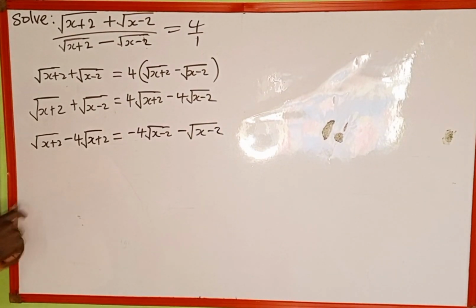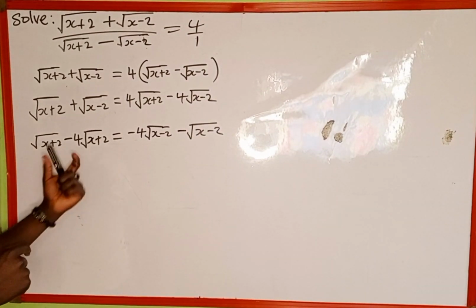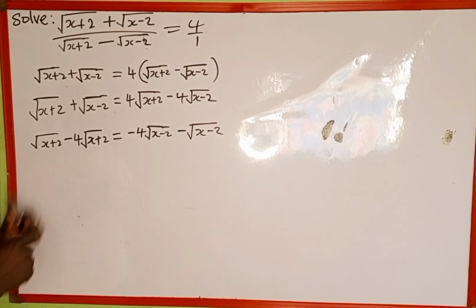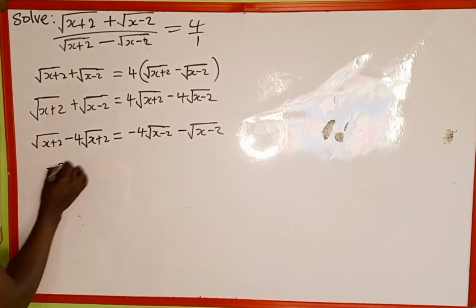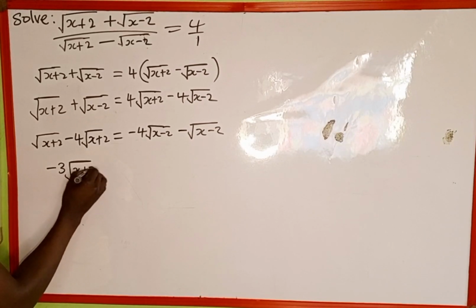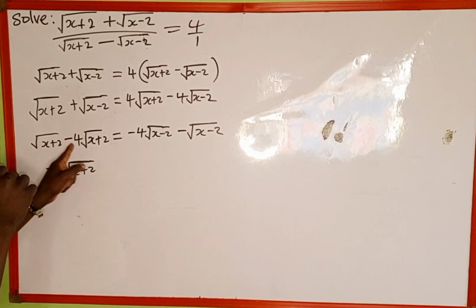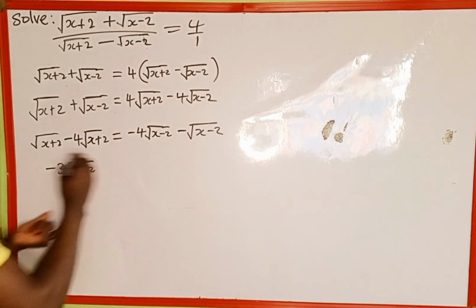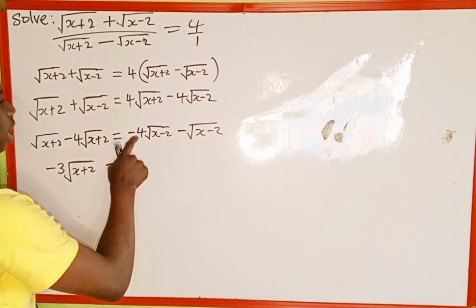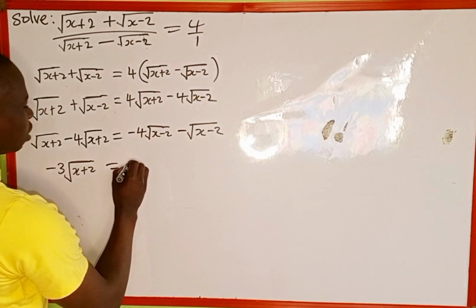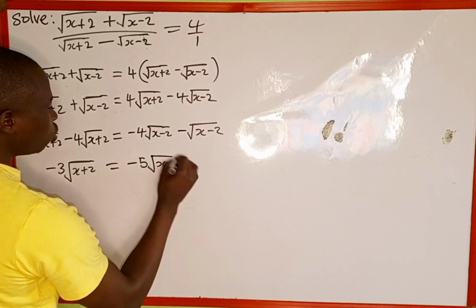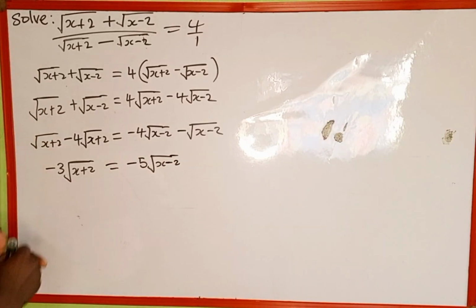So the next thing we're going to do, if you look at the radicals, they are the same, so we can subtract 4 of this from 1 of this. This is going to be negative 3√(x+2), which is the same as 1 of this minus 4 of this, equal to negative 4 minus 1 of this, which is negative 5√(x−2). So the next thing we're going to do is to remove the square root by squaring both sides of the equation.